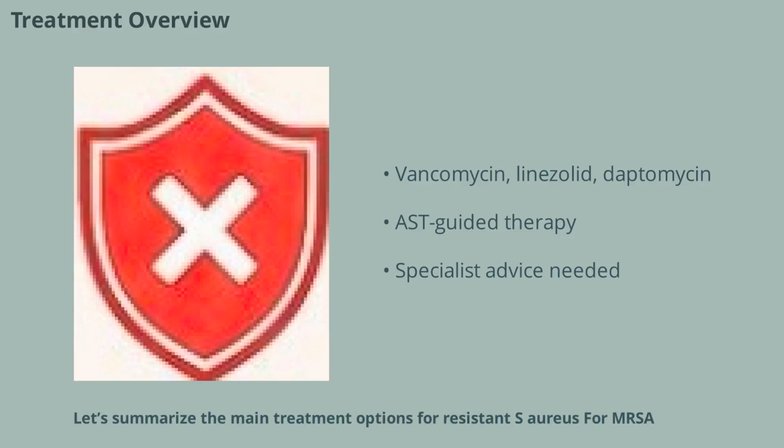Let's summarize the main treatment options for resistant S. aureus. For MRSA, vancomycin, linezolid, and daptomycin are key agents, but remember, daptomycin isn't for pneumonia. VISA and VRSA require specialist-guided therapy, often using linezolid, daptomycin, or other newer agents, always based on susceptibility results. For LRSA, options are limited and must be tailored to the specific resistance mechanisms. The bottom line: always use antimicrobial susceptibility testing to guide therapy.